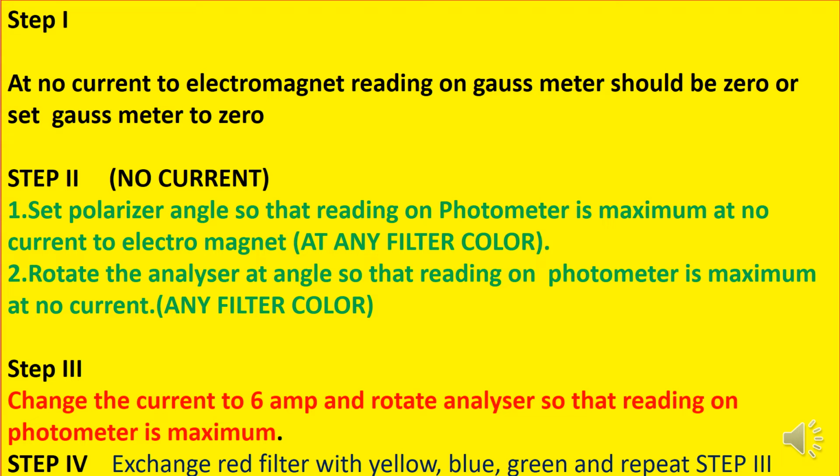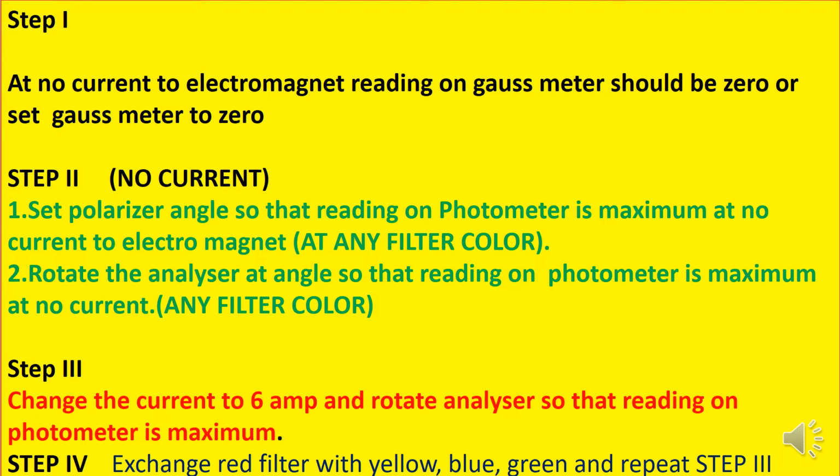Now step 3. Now change the current to 6 ampere. It is up to you. You can fix 7 ampere also, whatever you want. 5 ampere also, because current I will not change. Once it is fixed, after all the filters, all the colors you can say, that reading will be fixed.